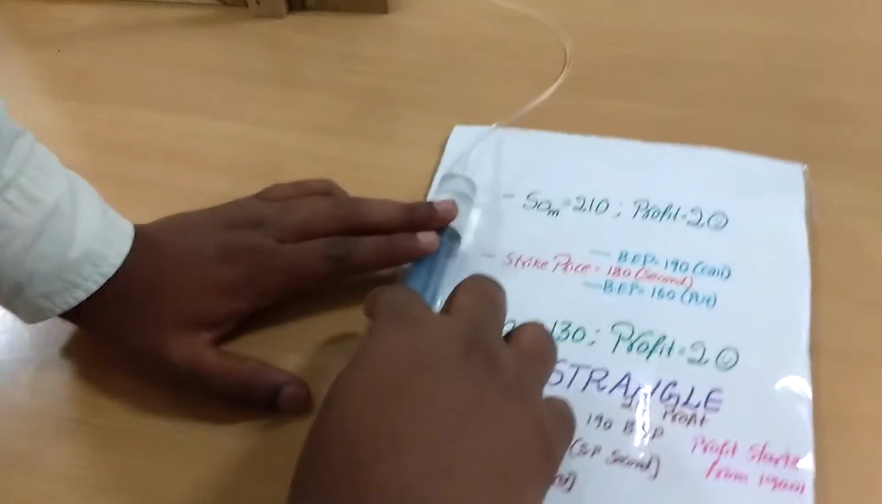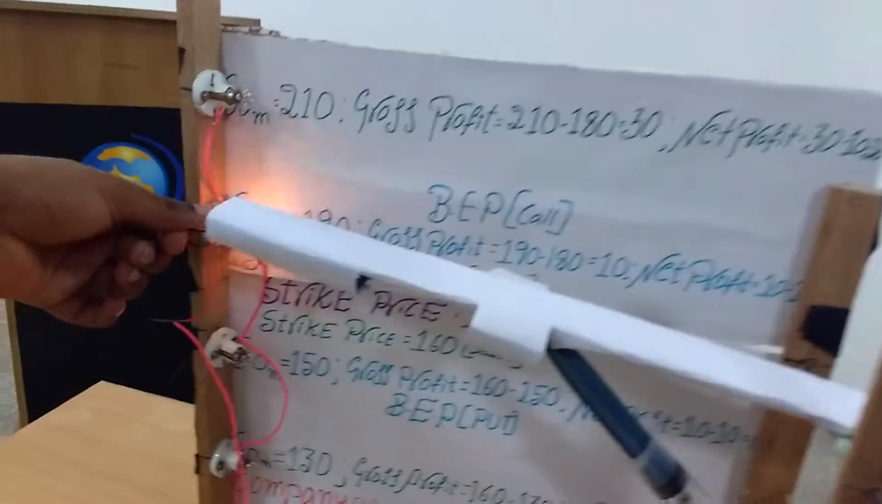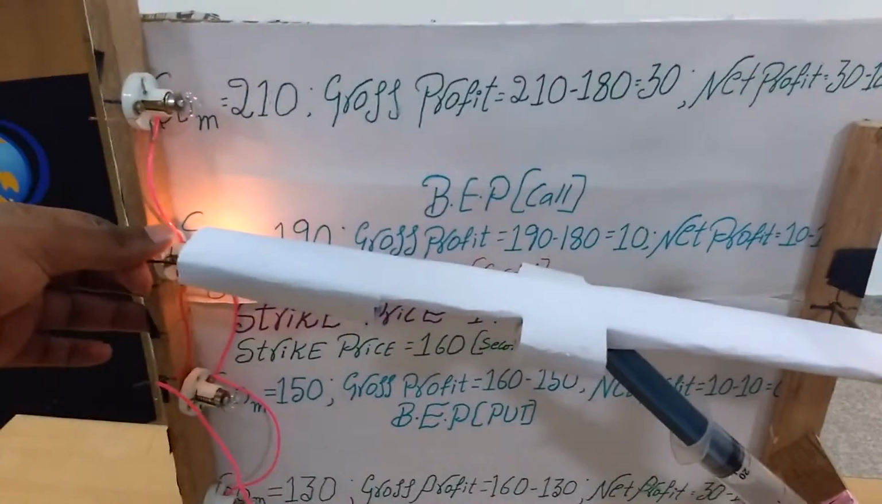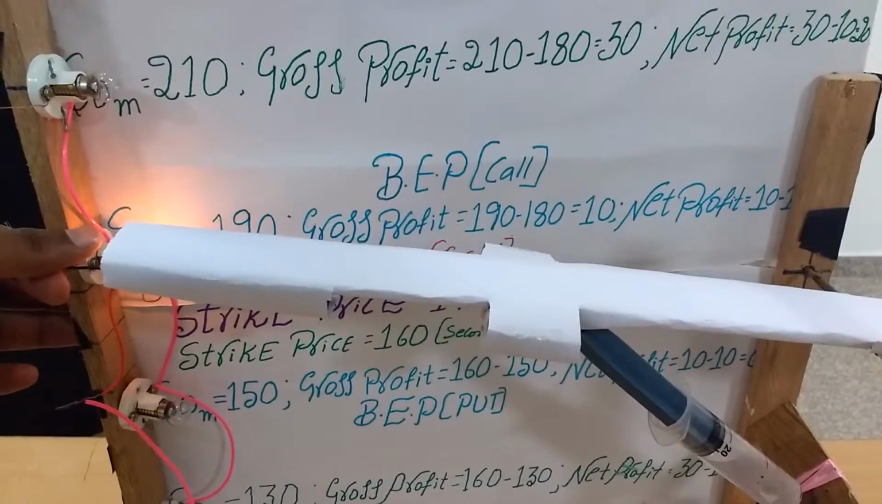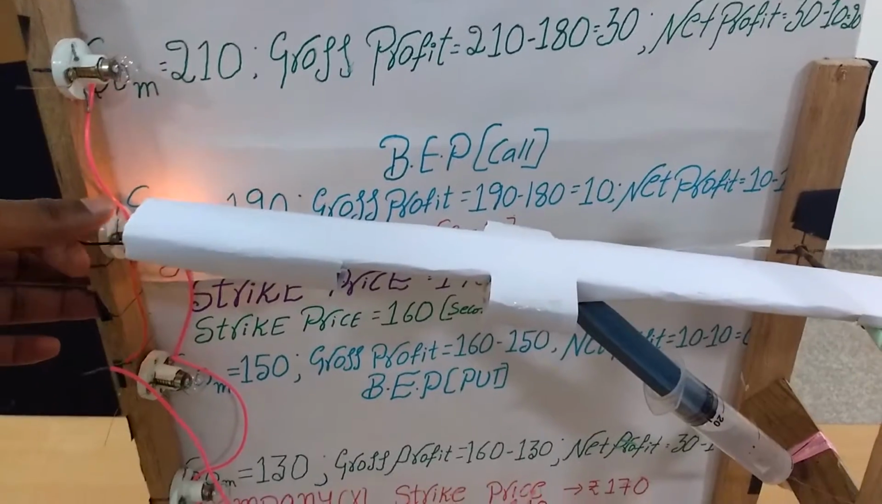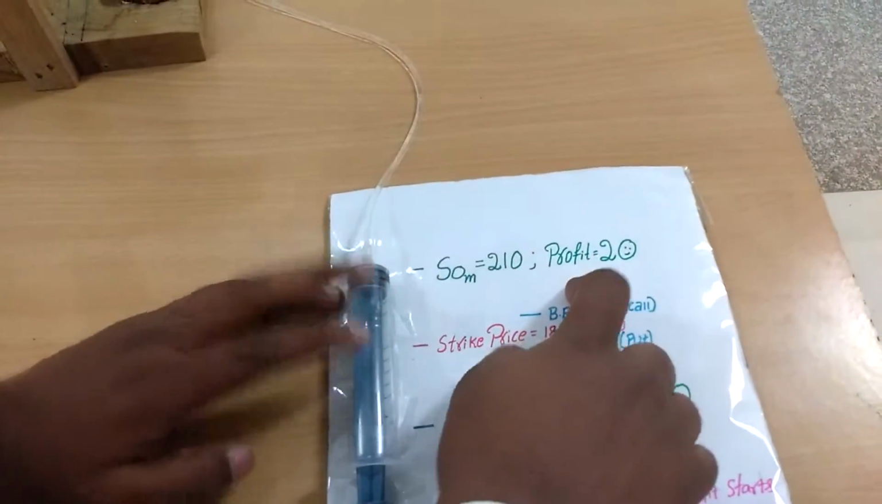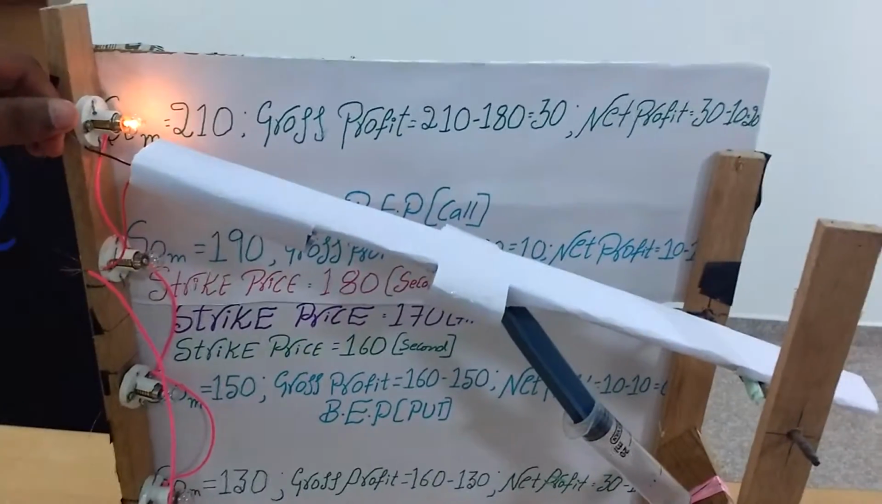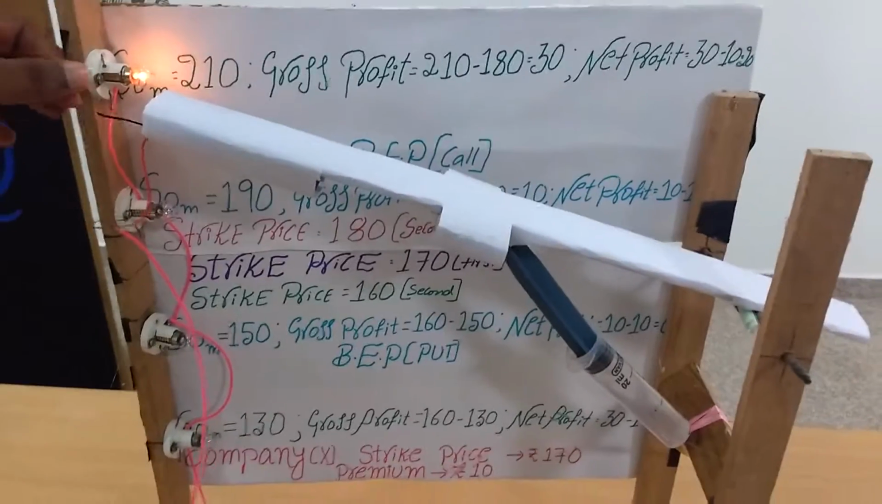If the market goes up, the call gets activated, and when it reaches 190 rupees, the gross profit will be 10 rupees and the net profit will be 0 rupees. Why? Because we are paying a premium of 10 rupees. When the market goes further up, when it reaches 210 rupees, the gross profit will be 30 rupees and the net profit will be 20 rupees. Why? Because we are paying a premium of 10 rupees.